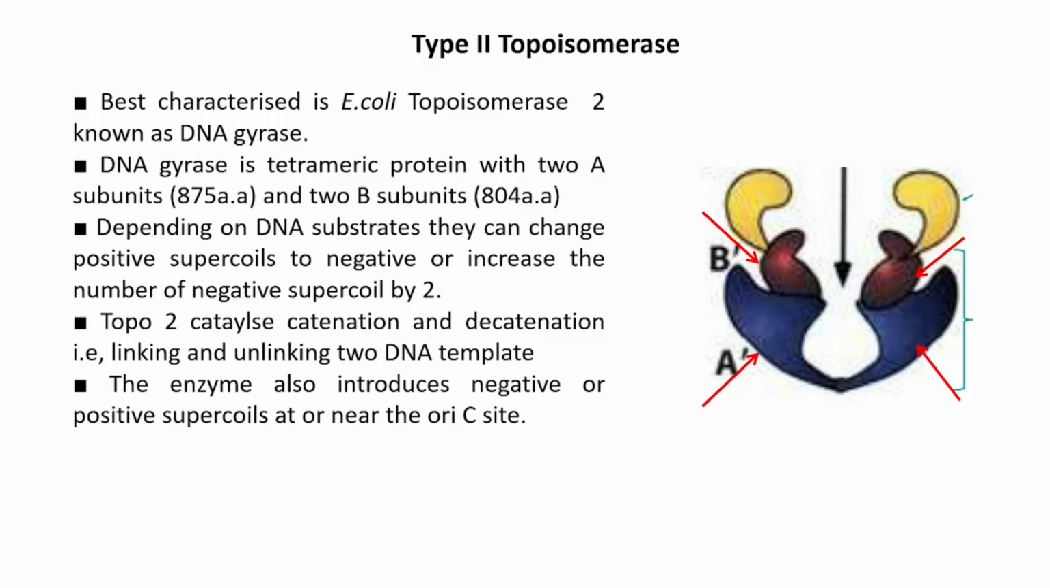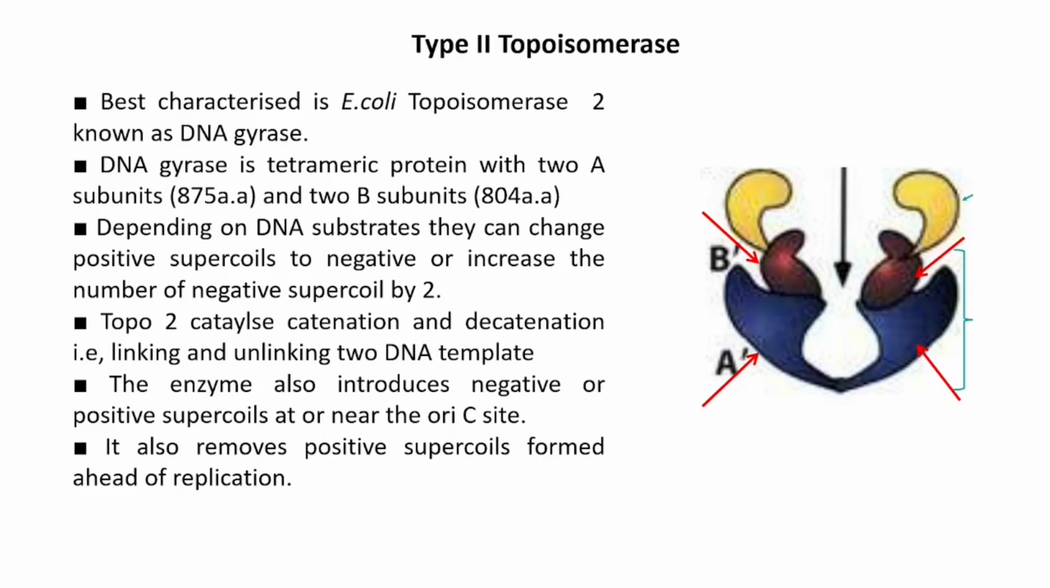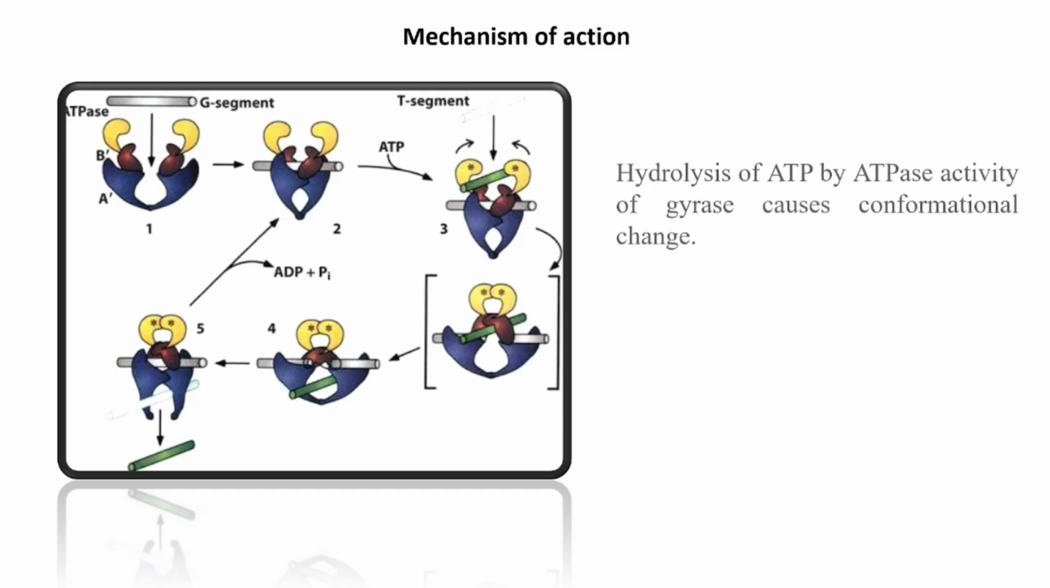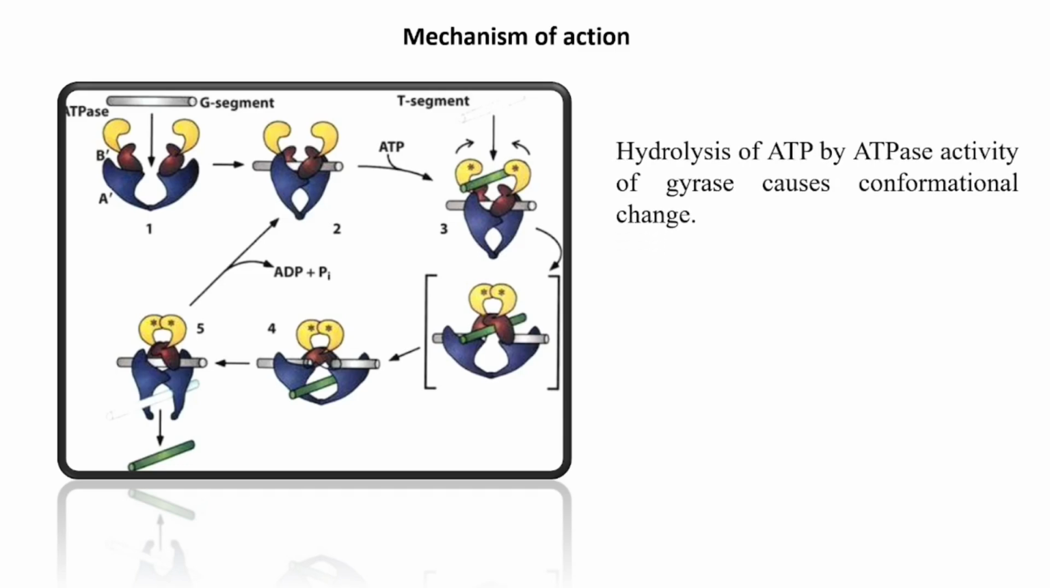The enzyme also introduces negative or positive supercoils at or near the ori, that is the site of origin of replication. It also removes positive supercoils ahead of the replication fork. Let us now discuss the mechanism of action. Hydrolysis of ATP by ATPase activity of gyrase causes a conformational change in the enzyme.